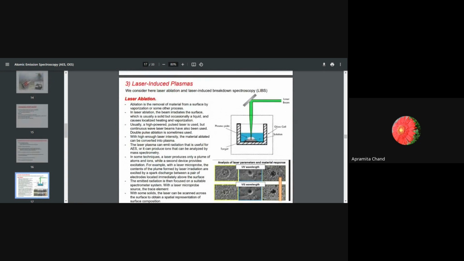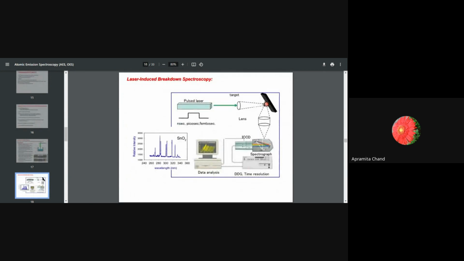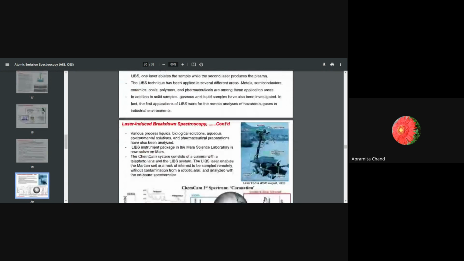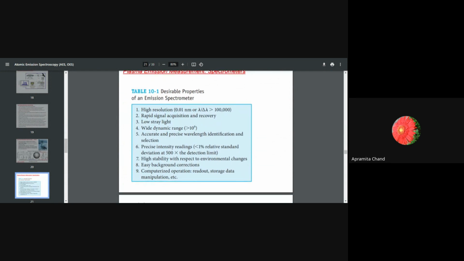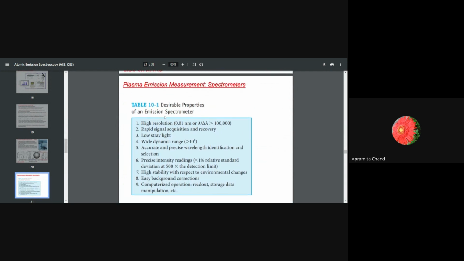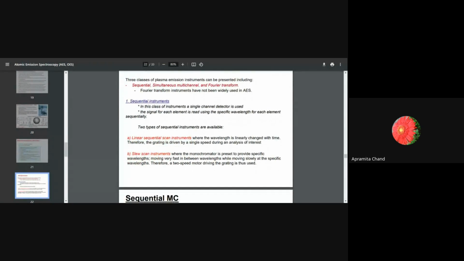And also laser induced plasmas. So LIBS is not there in your syllabus, but you can read this particular portion. I'll be giving out this PDF. So this you can read if you want to. This is not included. Plasma emission measurements, how the measurements are done. Desirable properties of an emission spectrometer, you can take these points for advantages of the AES spectrometers.